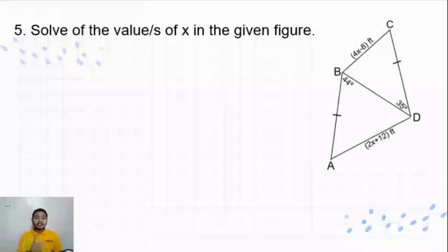Focus tayo ngayon sa given angle. 44 yun dito, 35 degrees yun dito. So, ano sa tingin ninyo? Sino mas mahaba? Si side BC ba? Or si side AD? Tama ka dyan. Si side AD. Simply because 44 is greater than 35. So, in that case, AD is greater than BC.